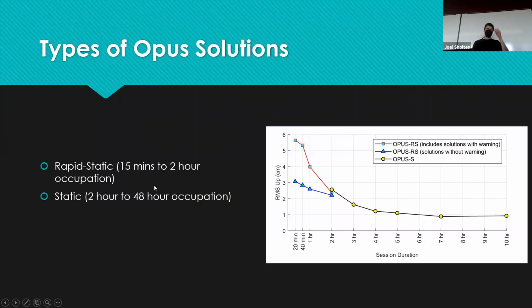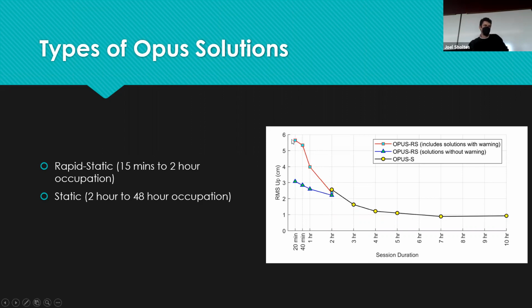All right, so there's two kinds of OPUS solutions. There's the static solution. It says you need at least 2 hours. I say 6 to 8 because you can see how it flattens out over here. What this is showing is how long you have your base station set up over your control point, collecting the information every second from the satellites.